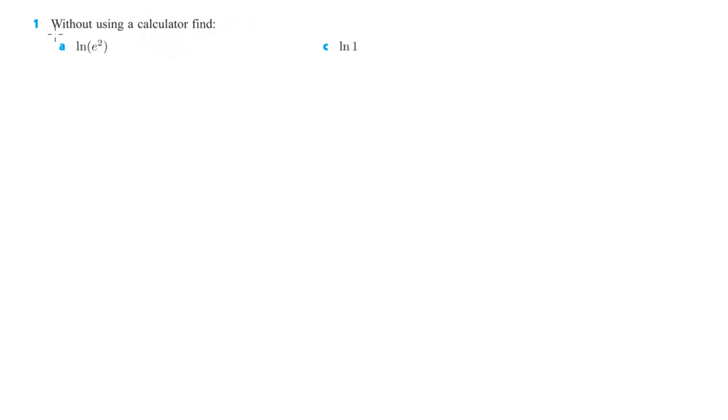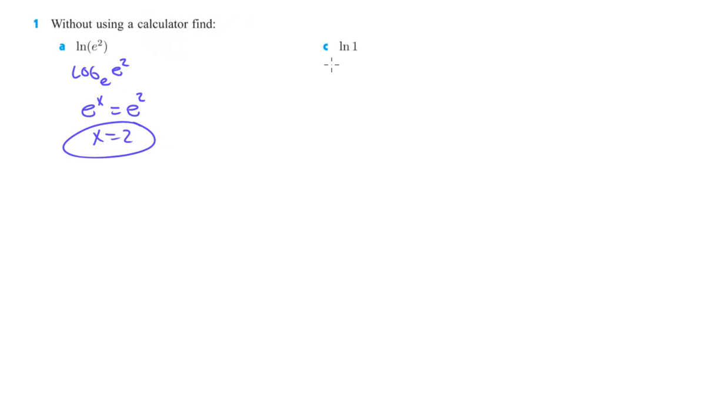Okay, first one we're going to take a look at is number 1. Without using a calculator, find natural log of e squared. So if you remember, natural log is the same thing as log base e to the e squared. So really what this is asking is e to what power equals e squared. Since the bases are the same, x is going to have to equal 2.